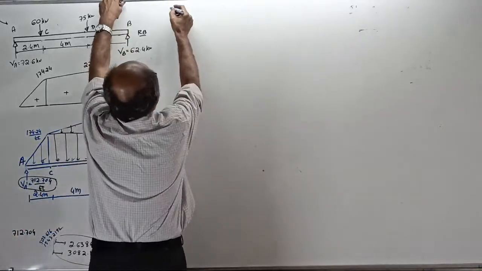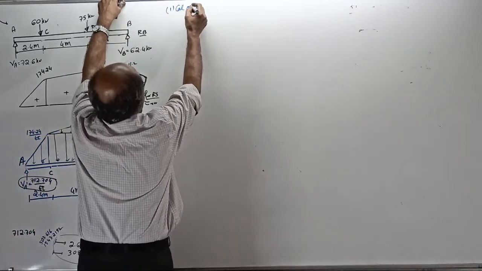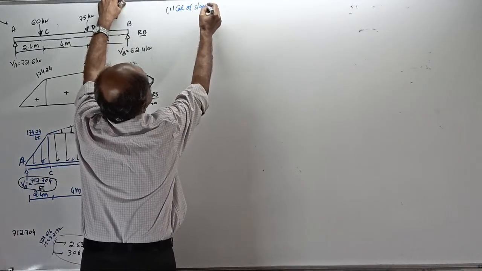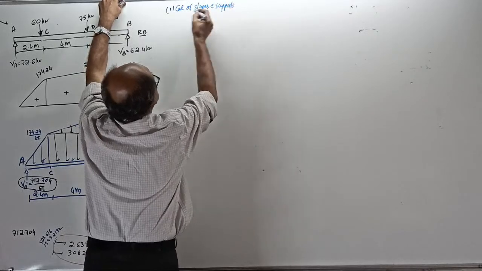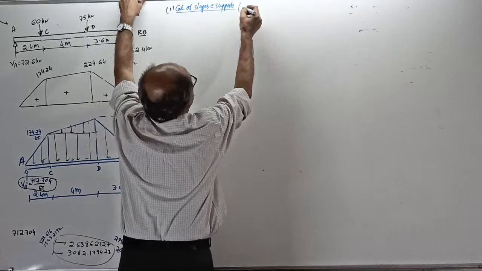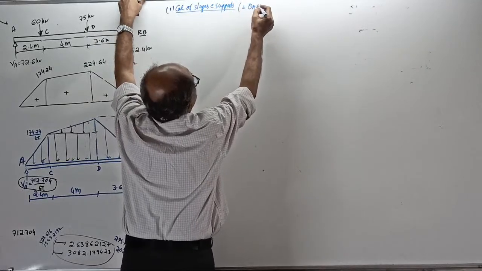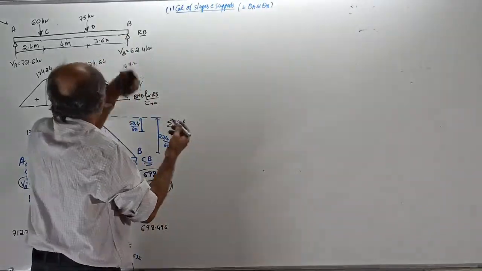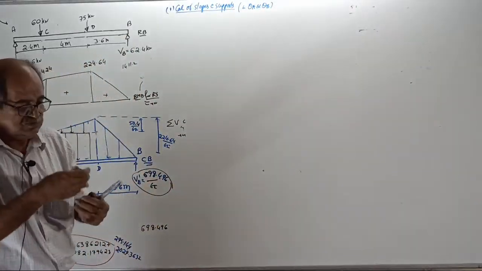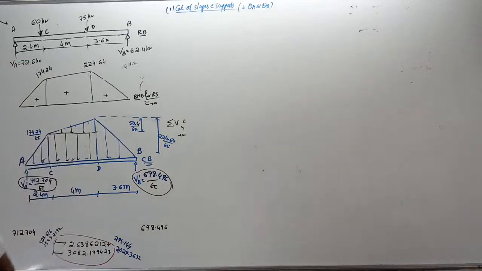First they want calculation of slopes at supports. Slopes at supports. Start. That is what? Theta A and theta B. They want to calculate this one. I am using blue color because, okay, red, black only I use. Calculation of slope at supports.